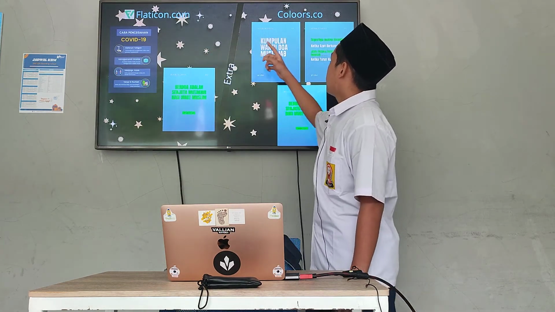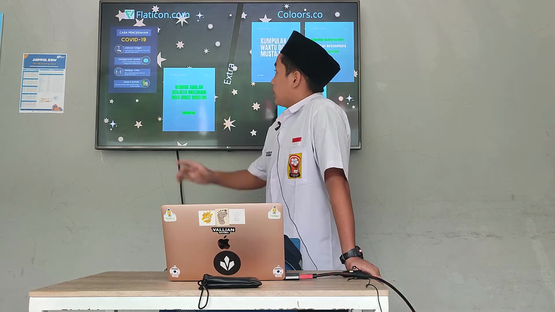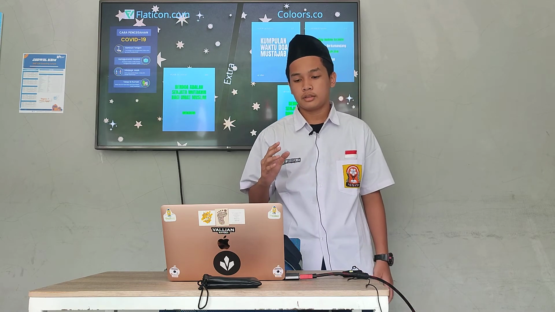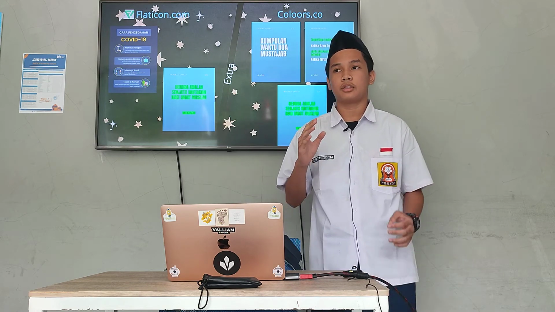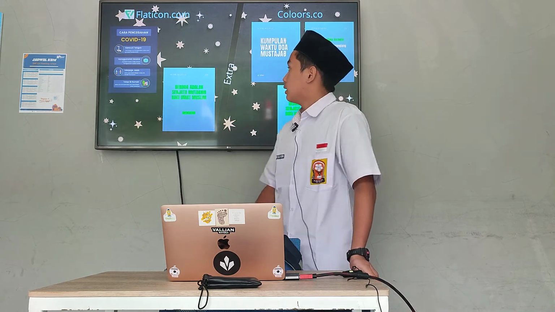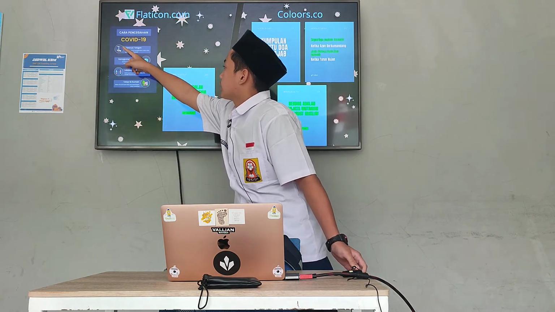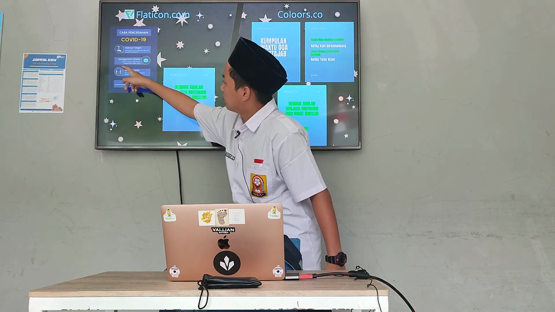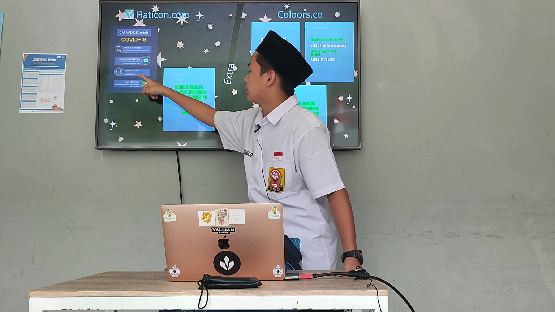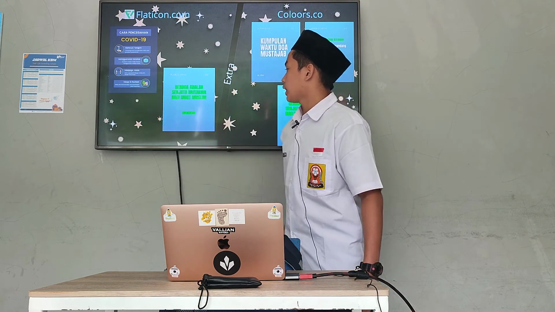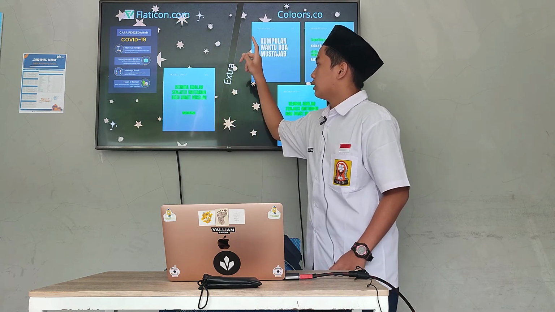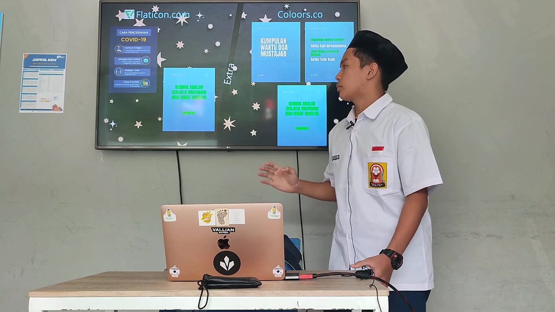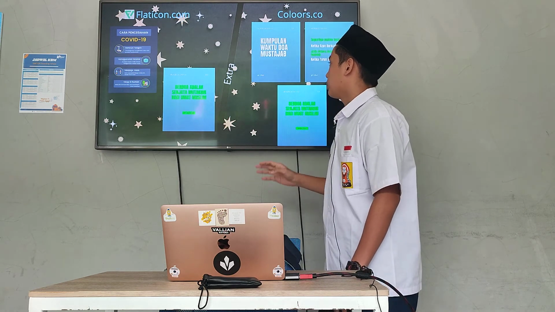It's about Flaticon.com and colors.co. Flaticon.com is an application or a website to search for a logo or an image. Like this example, this washing hand, I got that from Flaticon.com. And also this mask, this social distancing man, and then there's this house. And also this paper plane. I should have got it from Flaticon.com, but sadly it doesn't work properly.